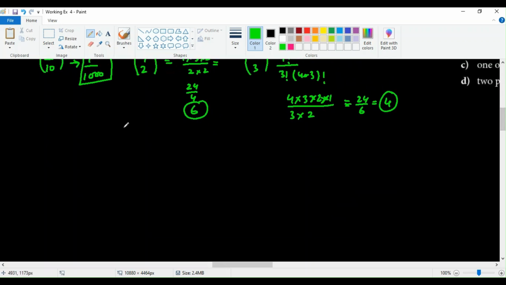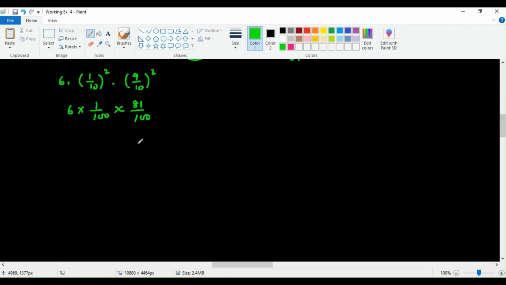Now we go to find out the possibilities. So 6 will be multiplied by 1 over 10 square, and second is 9 over 10 square. So finally it's going to give us 6 times 1 over 100 and multiplied by 81 over 100. So finally it's going to give us 486 over 10,000 as an answer.